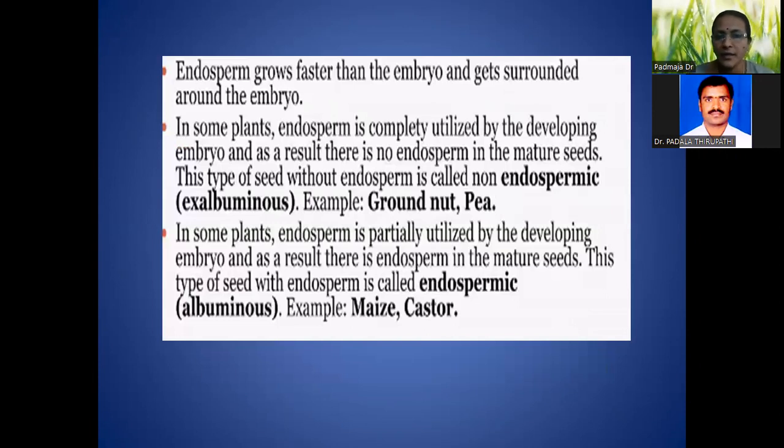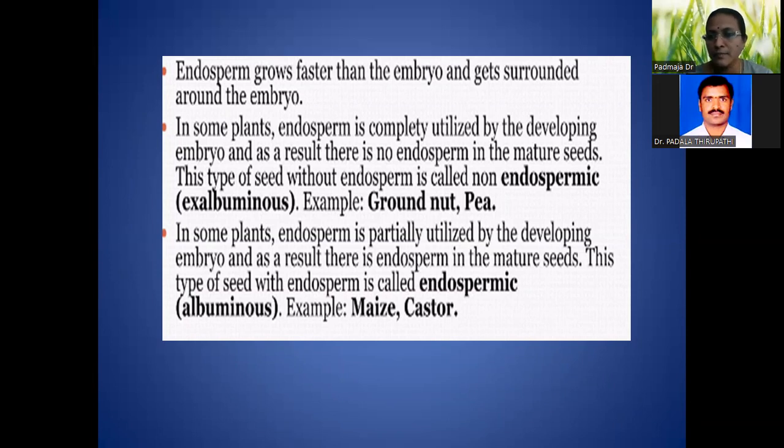And after that, one of the male gametes undergoes triple fusion, and the endosperm grows faster than the embryo and gets surrounded around the embryo. In some plants, the endosperm is completely used up by the developing embryo. As a result, there is no endosperm. If the endosperm is totally used by the developing embryo, there won't be endosperm in the mature seed. So in mature seeds, this type of seed without endosperm is called a non-endospermic seed. They are also called exalbuminous, and examples are groundnut and pea.